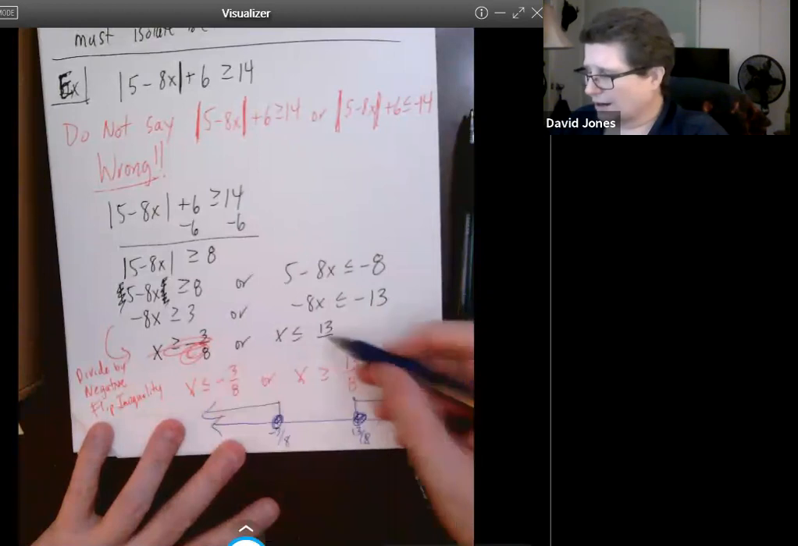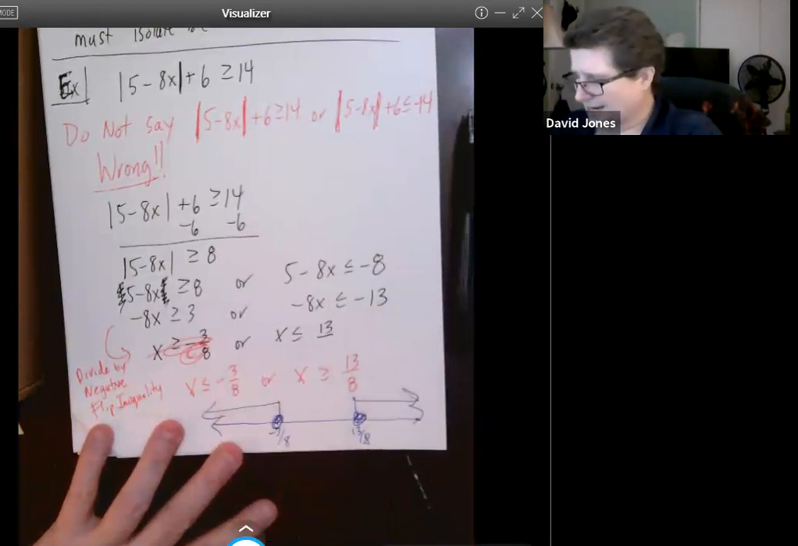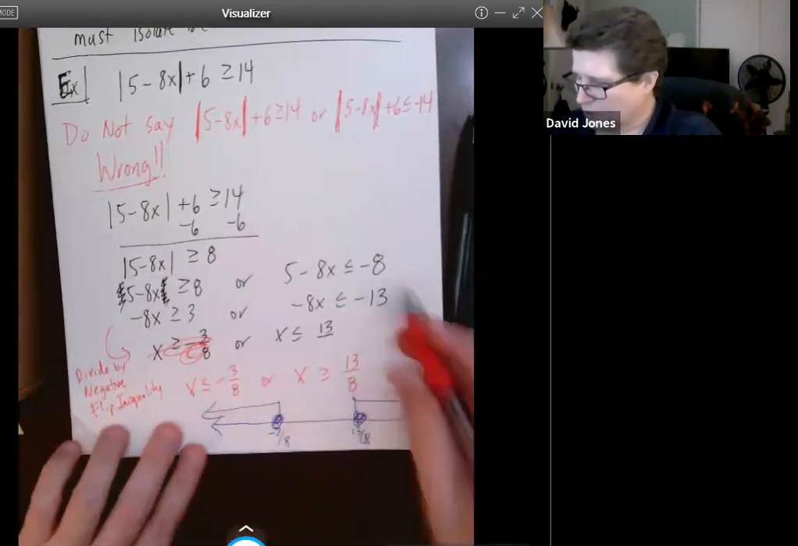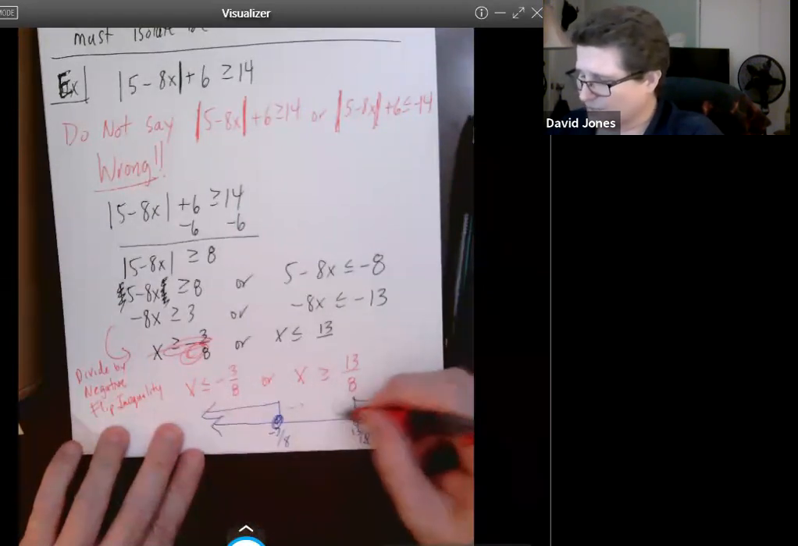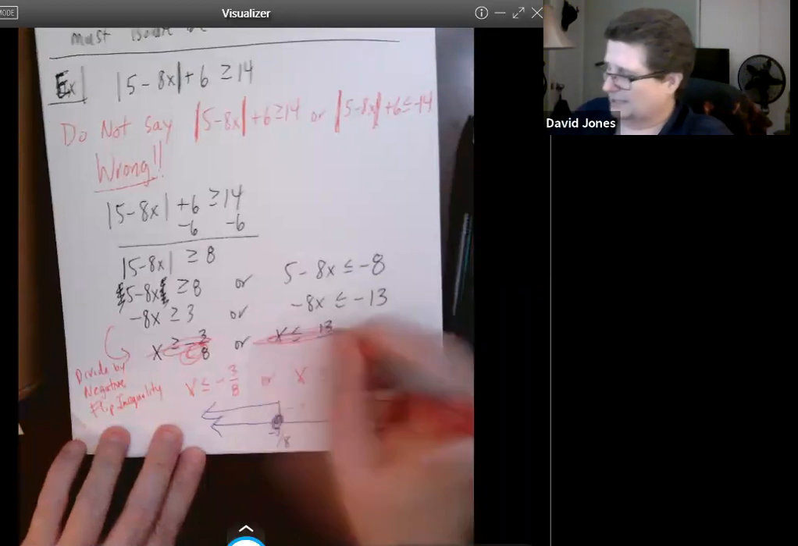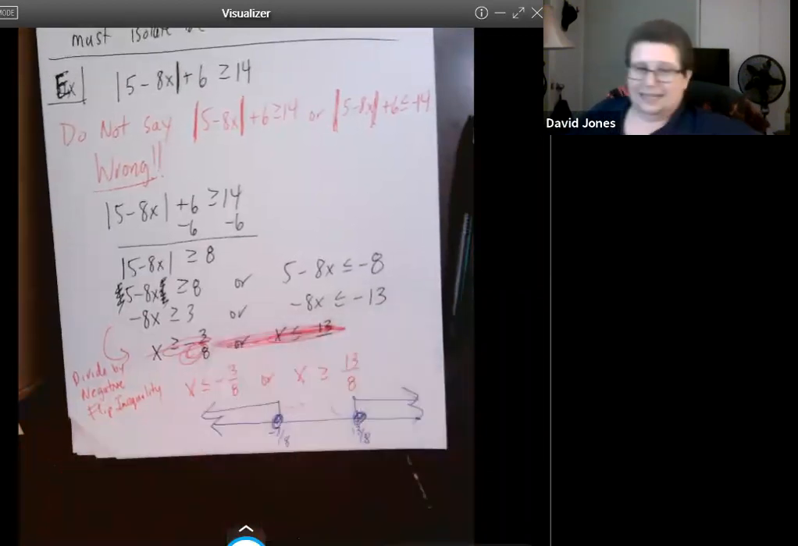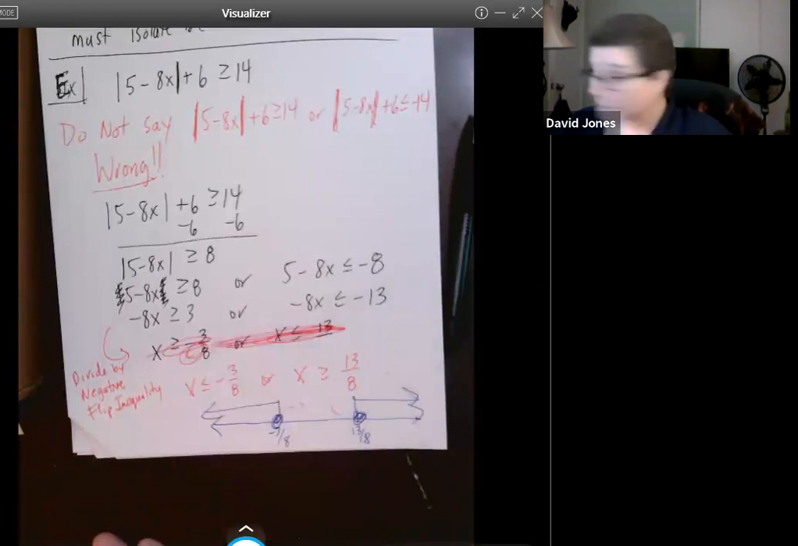I could tell where I was going, that this was going to end up being between: greater than negative 3/8 would be that way, and less than 13/8 would be that way. That was an and scenario. I recognized by the way I did it that I had it wrong. I made a mistake.